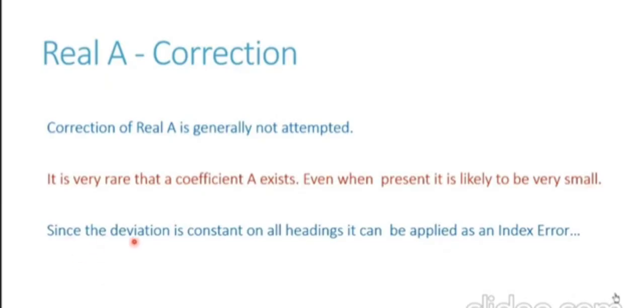What is done then? Since the deviation generated is constant on all the headings, it can be applied as an index error. So you will see that on a ship where real A is present, the real A value will be mentioned separately in the deviation card. Like, let us say, for example, the deviation card will tell you that the real A correction or index error correction is 1 degree east. So whatever deviation you obtain from the curve, you add 1 degree east to that deviation and it will give you the resultant deviation. So deviation being constant on all the headings, it is applied as an index error, and the real A is not generally corrected.